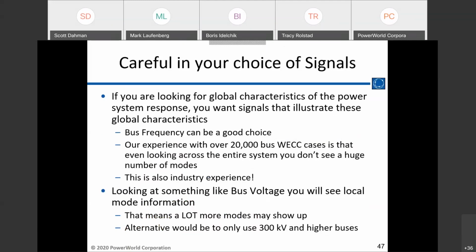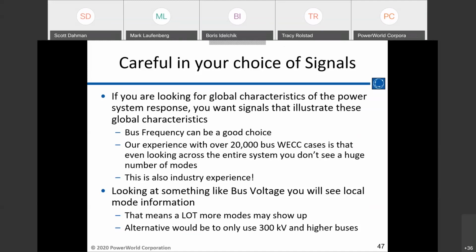So for instance, bus frequency tends to be something that's global in a power system. Something that's not would be bus voltage. If I were to look at the bus voltage of all the load buses in WEC, you're going to get lots of local modes with motors and local generators, and there'll be hundreds of local modes probably. I don't know that for sure, but that's my gut feeling. So that might be something you want to study, but it can slow these calculations down a lot.